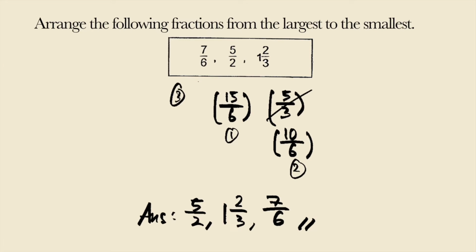Now, because the denominators are all the same, 6, 6, and 6, the largest one here will be the one with the largest numerator. So it's 15, followed by 10, followed by 7. Of course, take note, do not write this. The answer is the original fraction, so that's 5/2, rank number 1, 1 and 2/3, followed by 7/6.